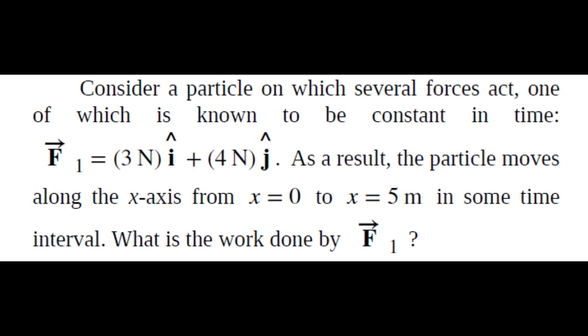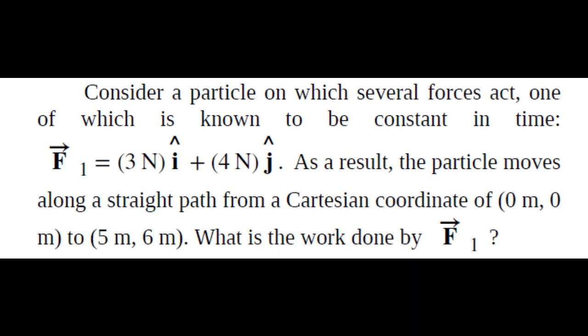Problem 4. Consider a particle on which several forces act, one of which, F, is known to be constant in time. F has an i component of 3 newtons and a j component of 4 newtons. As a result, the particle moves along a straight path from a Cartesian coordinate of 0 m, 0 m to 5 m, 6 m. What is the work done by the force F? Please see also the P4 solution.